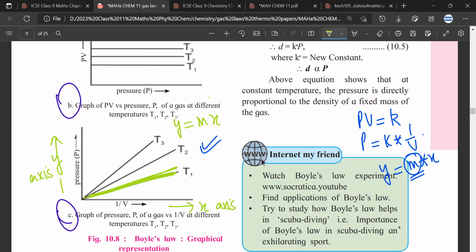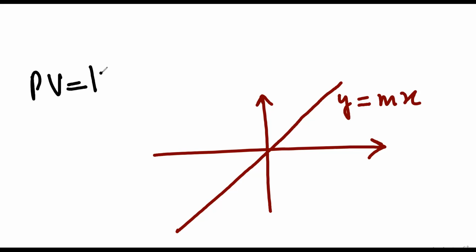See, any straight line which is passing through the origin, let us try to understand. Any straight line that passes through the origin can be written as y is equal to mx. Are we clear about this? Yeah. This is what we have learnt in maths. Now, all I'm saying is that my formula is this. I manipulate it like this. Any doubt?